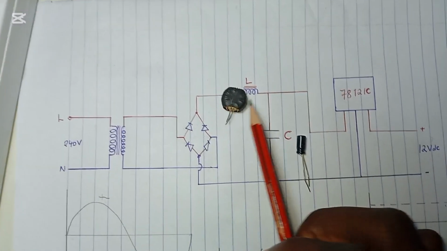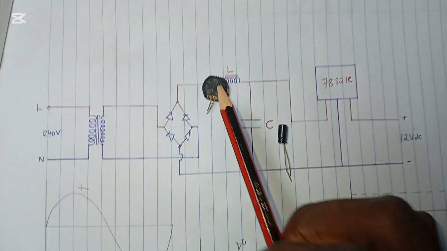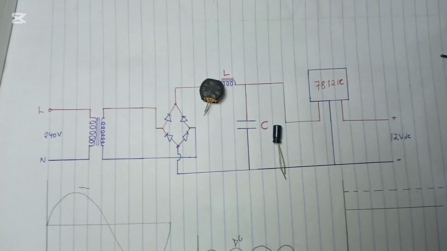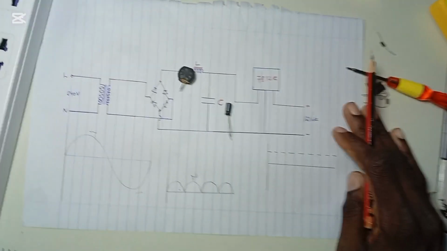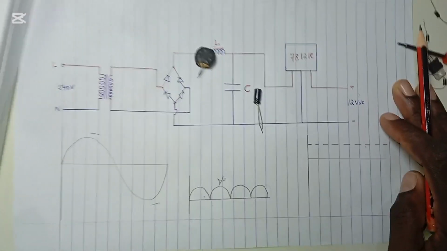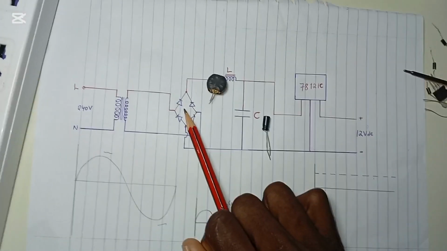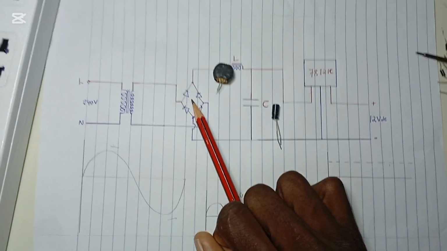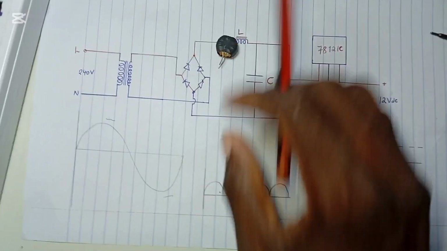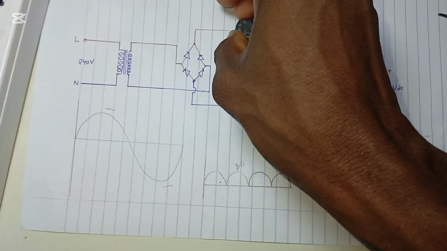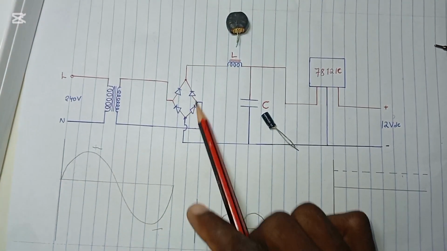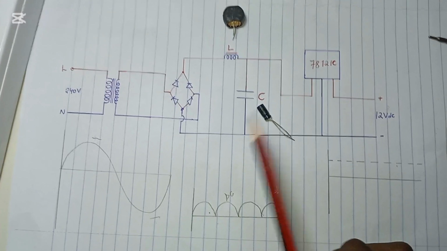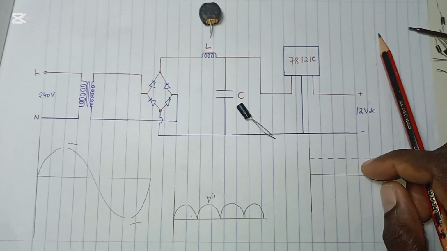So you're going to use these two components to remove the AC component from the rectified DC. Remember that when you rectify the AC signal, we will get DC, but we'll still have some components of the AC signal inside that voltage. So we need to get rid of those components. So we'll have to connect an LC filter. First of all, we'll connect an inductor, and after the inductor, we'll connect a capacitor. This is how it works.